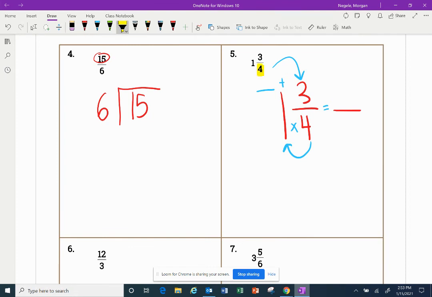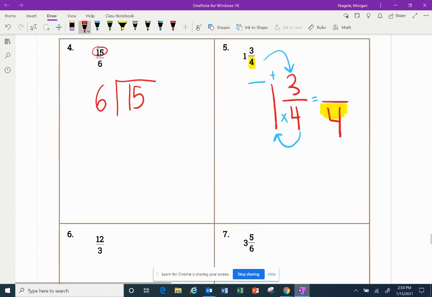So since our denominator is 4, our denominator will remain 4. So to find the numerator, you're going to do the denominator 4 times the whole number 1. Write that answer on this line, 4 times 1. Take that and add it to 3. That will give you your improper fraction. Number 6 will be very similar to number 4, the steps, and number 7 will be really similar to number 5.